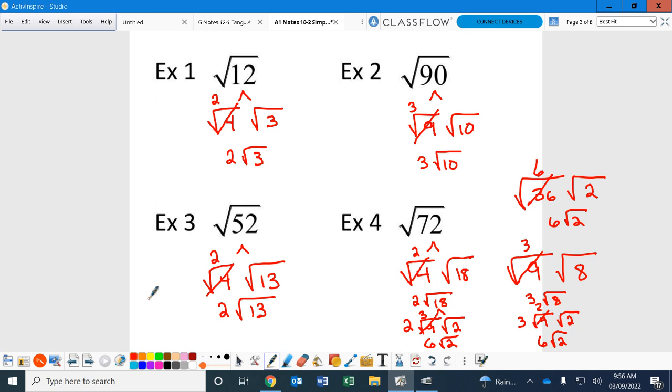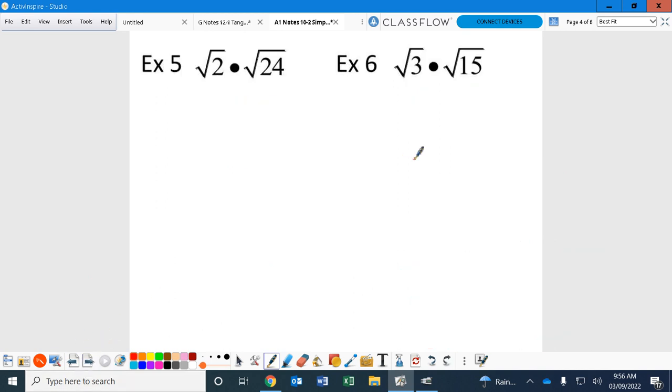Okay, let's keep going. So the next one, we have to multiply. Guys, it's just regular multiplication. They're just under the radical. Take your calculator. What's 2 times 24? What was it? 48. That is correct. Then you take the 48 and you break it down just like you did. You're just multiplying the numbers under the radical. You keep it under the radical. So 2 times 24 is 48, and then break it down.